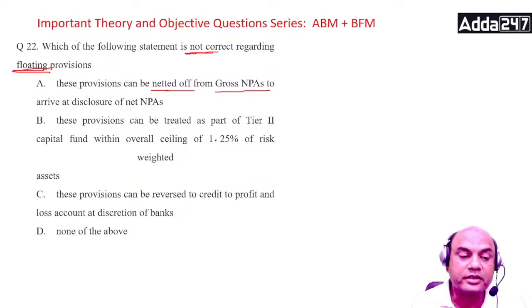So which one is not correct in this case now? Not correct is C. This cannot be credited, reversed back to the P&L account at the discretion of the bank. It cannot be done. Okay. Next.